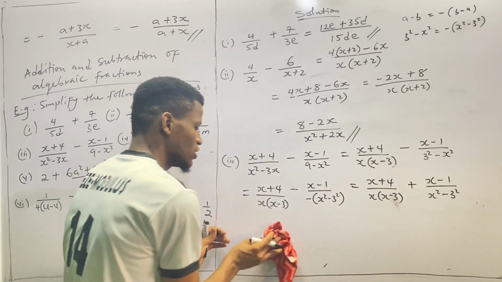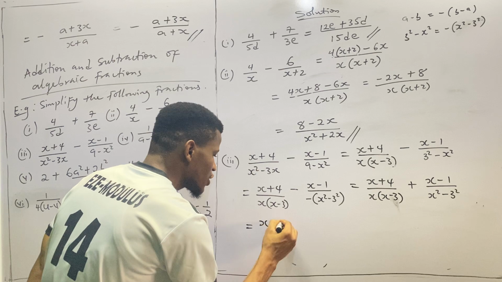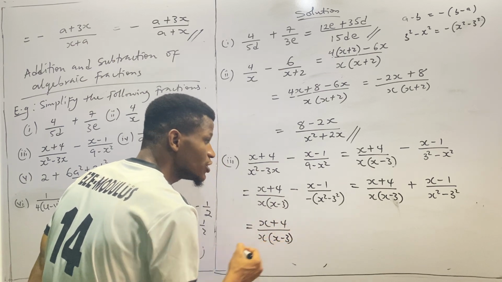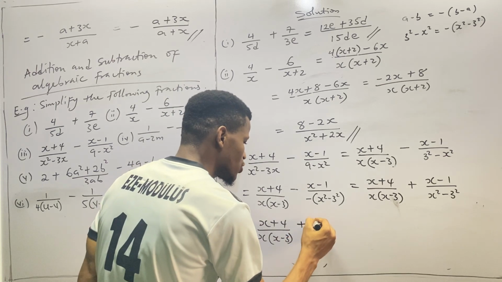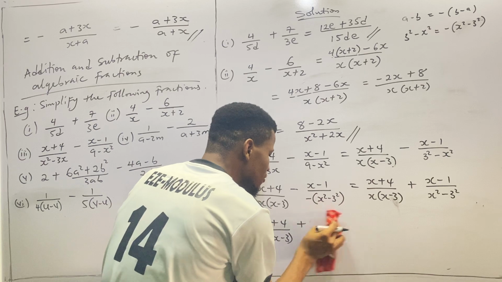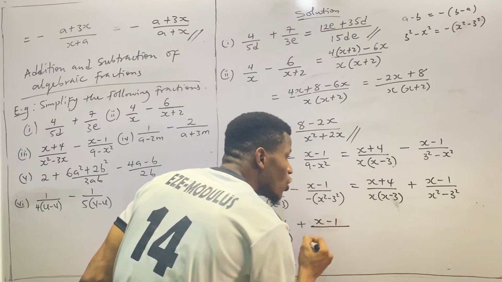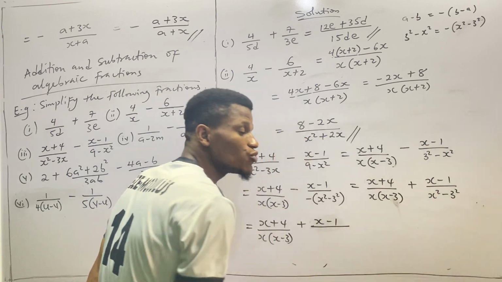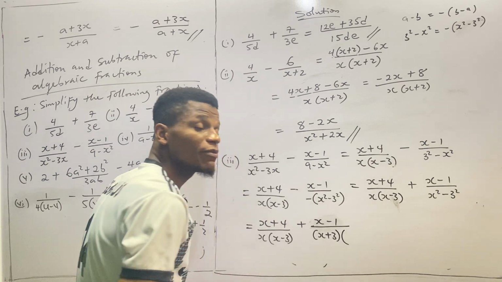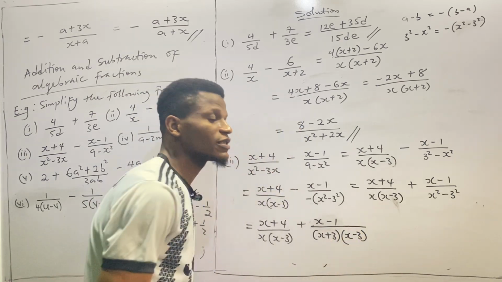So when we do that, we have that this will be equal to x plus 4 over x into x minus 3, plus x minus 1 all over... Okay, let me enlarge it. So we have x minus 1 all over the difference of two squares. So it will be the sum of the two, which is x plus 3, multiplied by the difference of the two, which is x minus 3. All right, that is the difference of two squares.